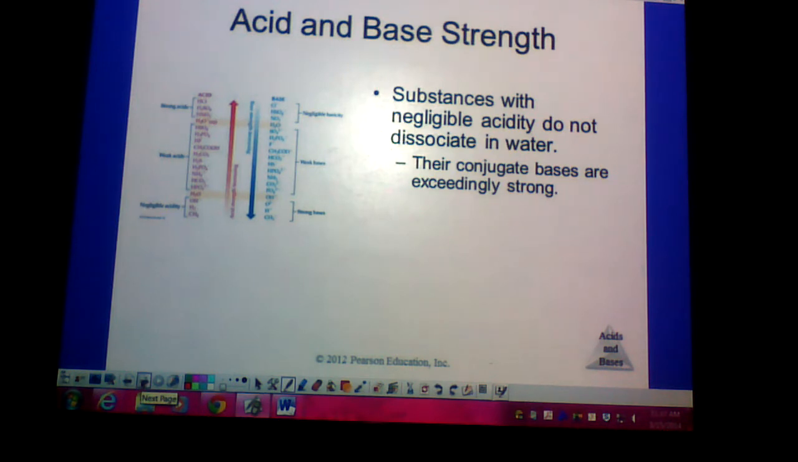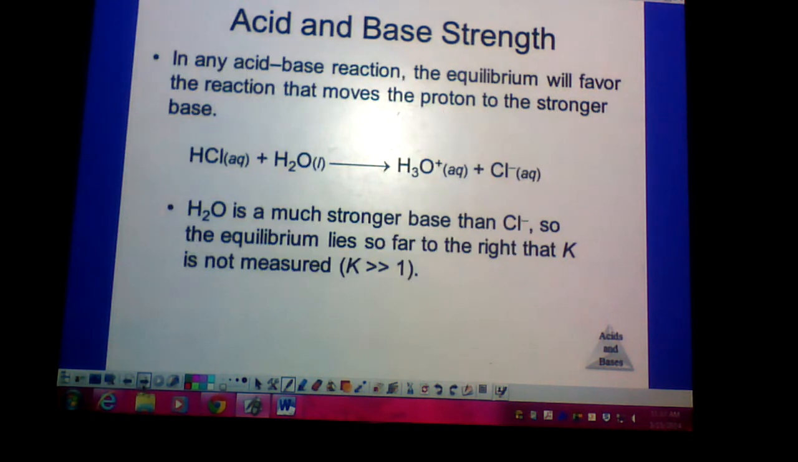Okay, so substances with negligible acidity do not dissociate in water. Because of that, we say that their conjugate bases are very, very strong. So we've already talked about that. If I go to this reaction here, we have hydrochloric acid. Is that a strong acid, or would that be a weak acid? Strong acid. That's one of those 7 strong acids that we need to know. So HCl, a strong acid, reacting with water. If this is a strong acid, that means water has to be acting as the base.